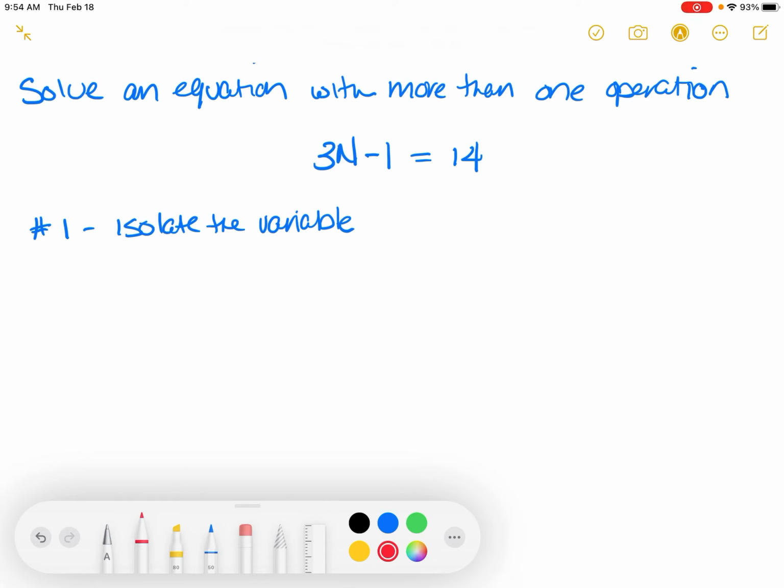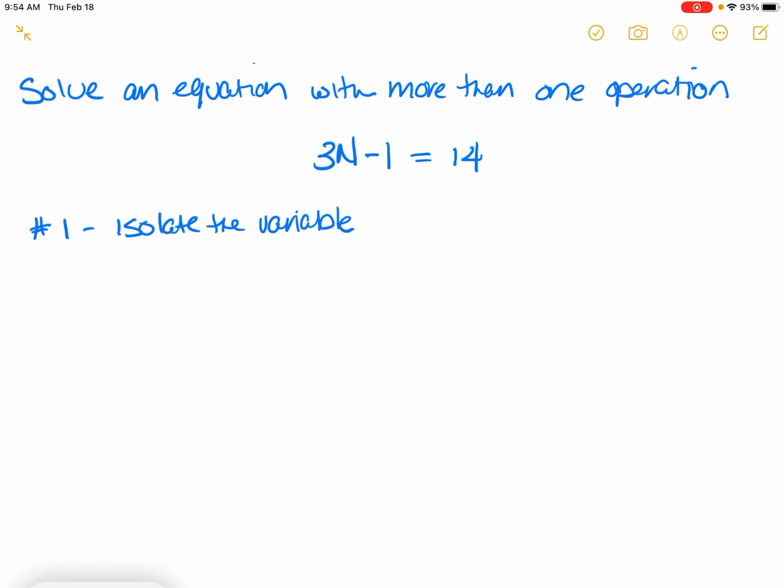The first thing we're going to do, order of operations is really important. So we would take our 1 and move it over, and that would become a positive 1 on this side. So I'm just going to keep the pen red. So we now know that we have 3n is equal to the 14 plus 1. So that's 15. So our 3n is equal to 15.